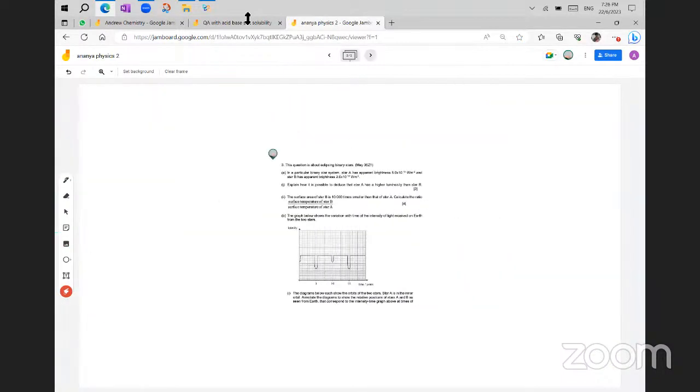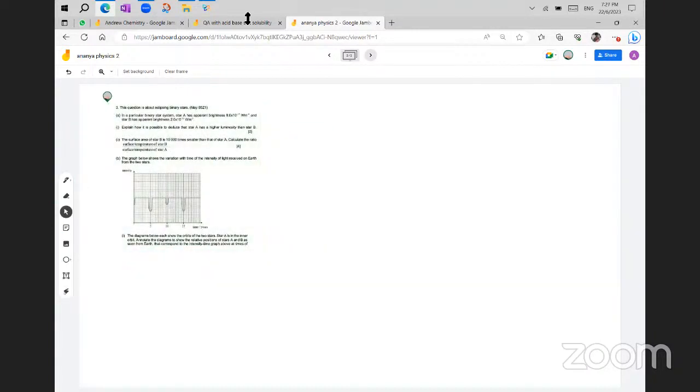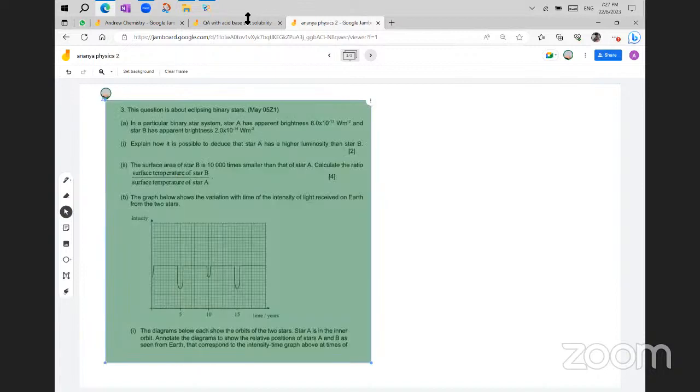Surface temperature. I like apparent brightness. Okay, so this one is nice. This one is very nice. Good. Yeah, obviously they just go full astronomy on you, isn't it?